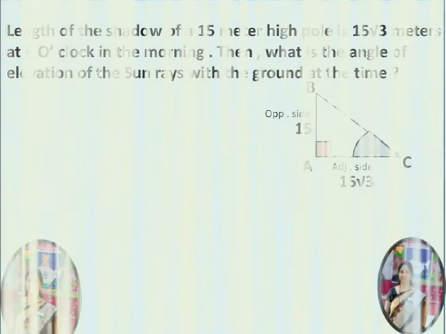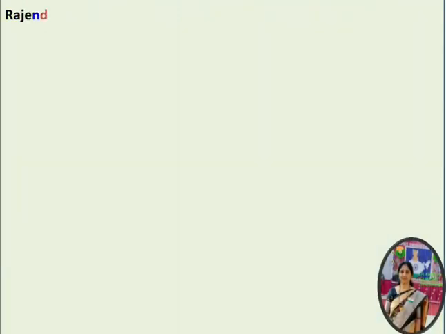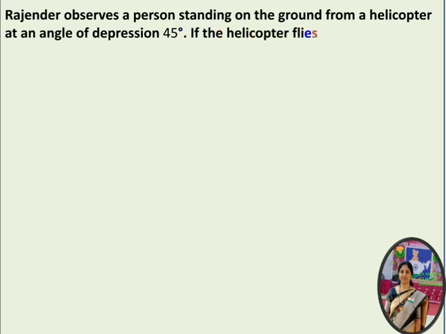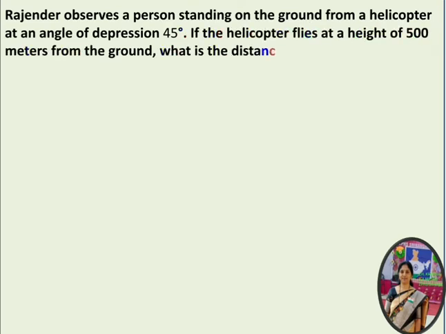Now see the next problem. Rajendra observes a person standing on the ground from a helicopter at an angle of depression 45 degrees. If the helicopter flies at a height of 500 meters from the ground, what is the distance of the person from the Rajendra? Here we can imagine this concept like this.